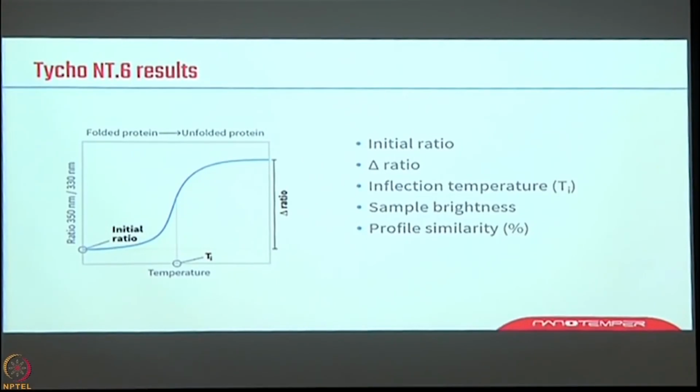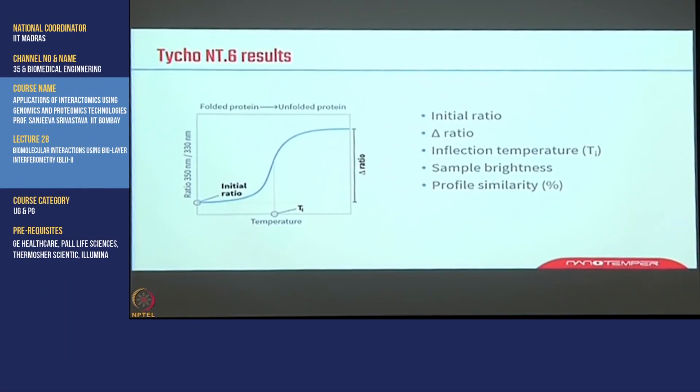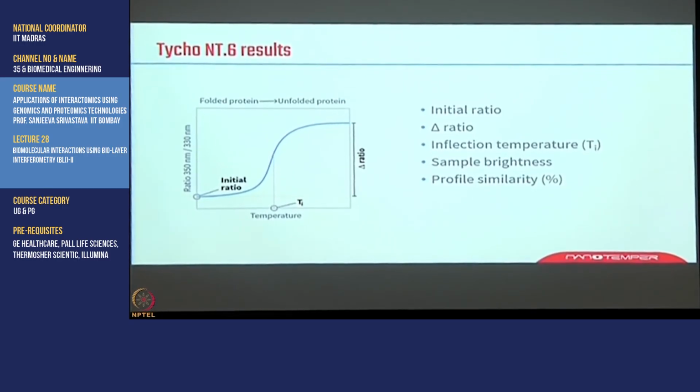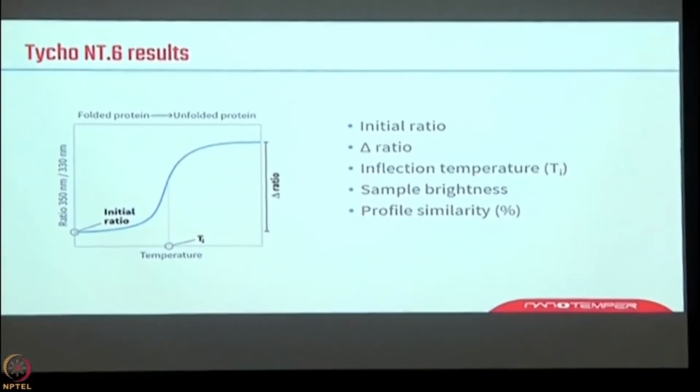And the delta ratio is the ratio from the folded to the unfolded region. When the protein unfolds, you will get a Ti value as well as the sample brightness. The sample brightness here will give you a relative concentration of your protein molecule. It will not give you the actual concentration, but a relative concentration, that yes, this much amount of protein is present.